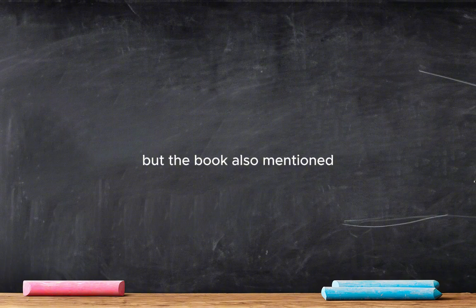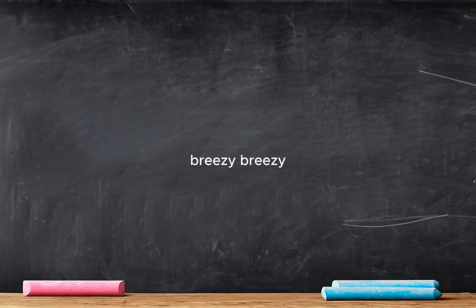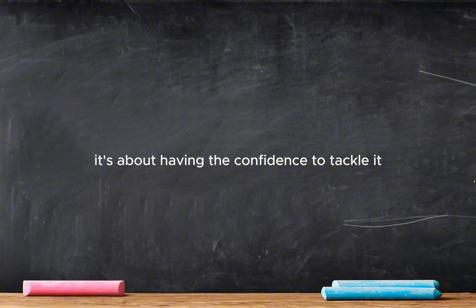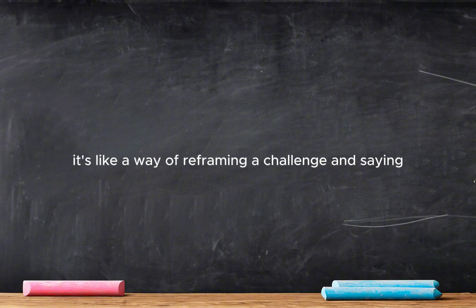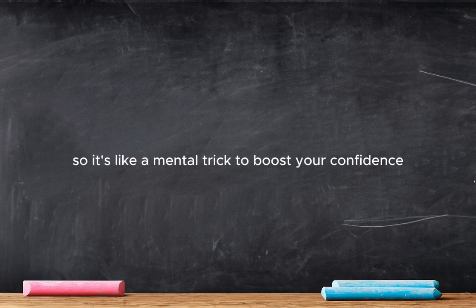But the book also mentioned a phrase that seems to contradict that feeling of nervousness. A piece of cake. Usually that means something's easy, right? Yeah, super easy breezy. But what's interesting is how the book uses it. It's not about the task itself being easy. It's about having the confidence to tackle it. It's a mindset. It's like a way of reframing a challenge and saying, I got this, no problem. I'm not even sweating it. Piece of cake. So it's like a mental trick to boost your confidence and approach a situation with a positive mindset.